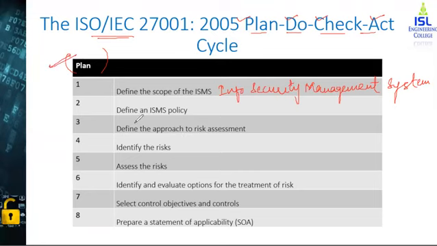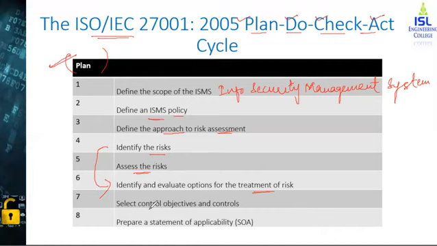When you've defined the scope, you're going to define the policies that you're going to use. Then the approach that you're going to follow for risk assessment. Then you're going to identify the risks. When you know what the different risks are, you can identify and assess them. The assessment is done. Then identify and evaluate the different options for treatment of risk. As you've identified the different risks, you can try to eliminate the risk or reduce the impact of the risk. That is being done here.